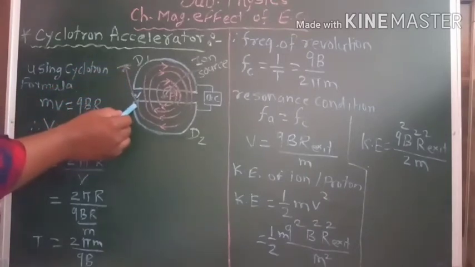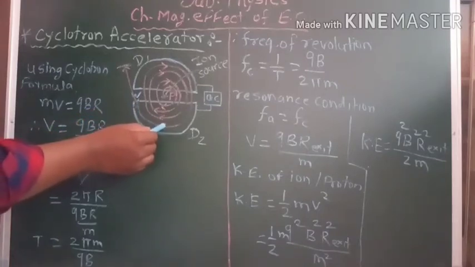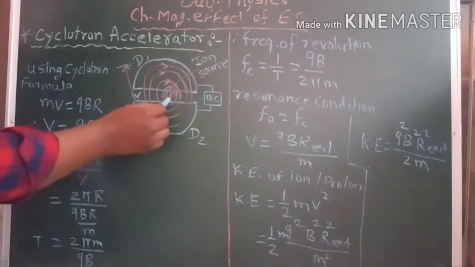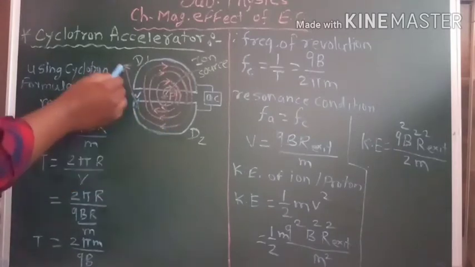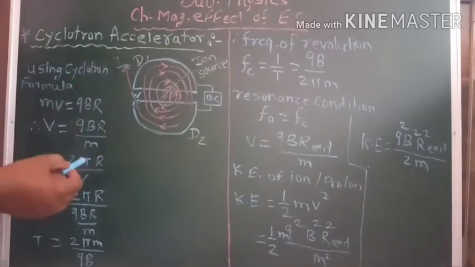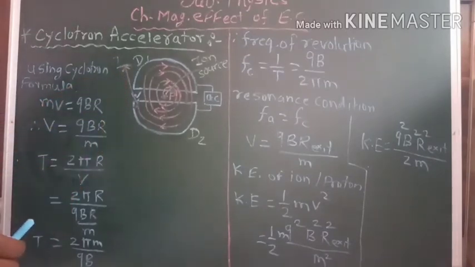This window is at D2. From this window, the beam exits at the last radius r, because at that radius the beam exits from the Ds and is bombarded on the target. And this exit beam is also useful in the treatment of cancer, like tumors and other diseases.